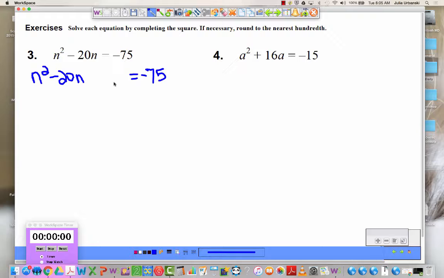So now we're doing just like yesterday. We have to add in a c right here. So negative 20 divided by 2, and then make it 100. That's right. Negative 20 divided by 2 is negative 10. Negative 10 squared is positive 100. When you square something, it will always be positive because it's a negative times a negative. But if I do it there, then I have to do it where? On the other side.